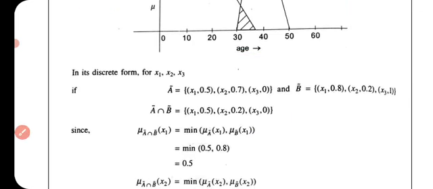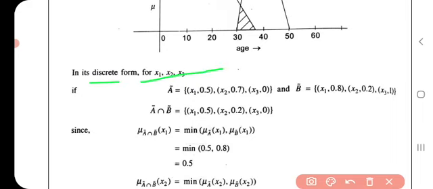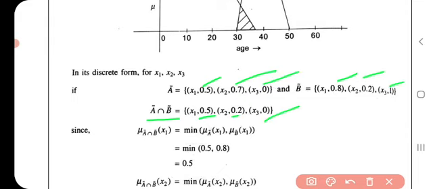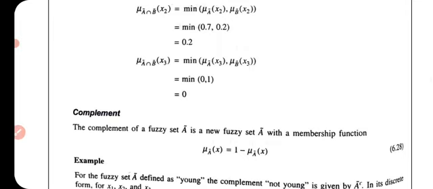If we apply the intersection operator, again we have x1, x2, x3 in discrete form, and these are the values we get with the help of the membership function equation. What do we have to do? Intersection. So in union and intersection, which value do we take? We take the minimum value. So we look at both: 0.5 and 0.8, what is the minimum for x1? 0.5. For x2, 0.7 and 0.2, 0.2. For x3, 0 and 1, what is the minimum value? 0. If we have to find the membership function for A intersection B, it is the minimum of these values. So for x1 the minimum is 0.5, for x2 the minimum is 0.2, and for x3 the intersection is 0.